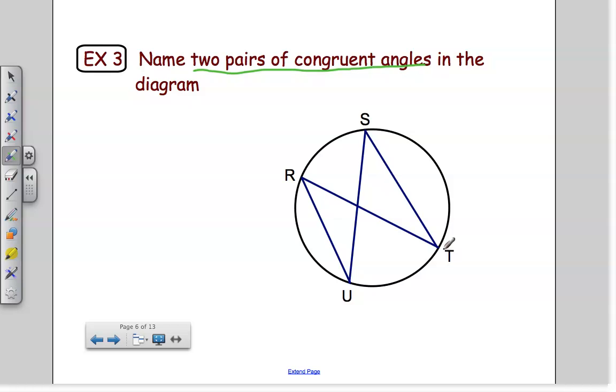Because angles R, S, T, and U are all inscribed angles. And if they intercept the same arc, they have to be congruent. So if you think about it, there are actually two angles that intercept arc RS. There are two inscribed angles that intercept this arc here.